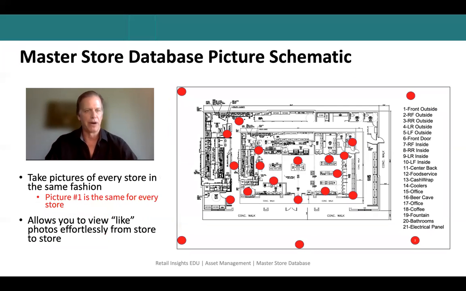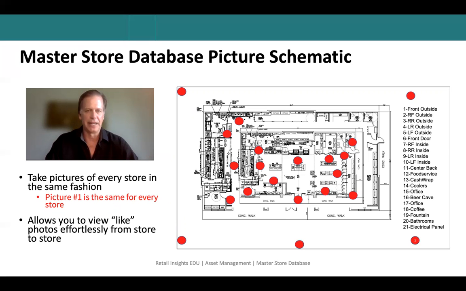This is probably my favorite part, actually going in and taking pictures of each and every store. And I'm not just saying take random pictures, but actually have a schematic, have a plan. So picture number 1 is the same for every store. Picture number 12 is the same for every store. So if you wanted to look at the food service that you have at each and every one of your stores, and I've got it over there to the right, that picture number 12 is a picture of the food service, you can easily sort by that picture number to understand what you have as far as an offering at each and every store. So this is something that I think is very critical in being able to quickly assess what the availabilities are.